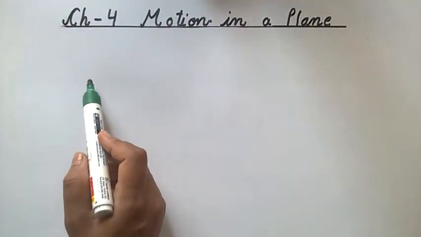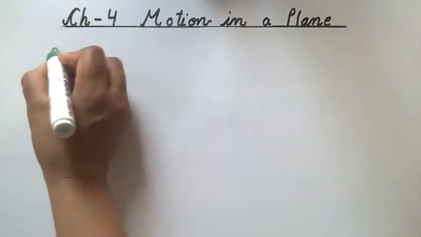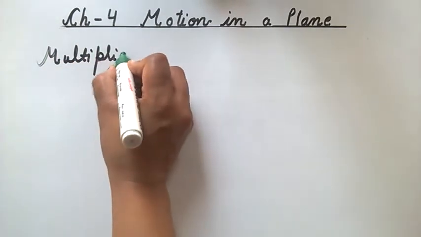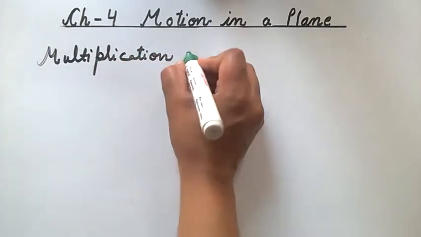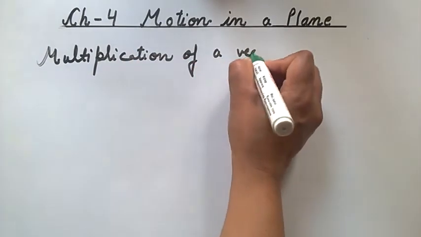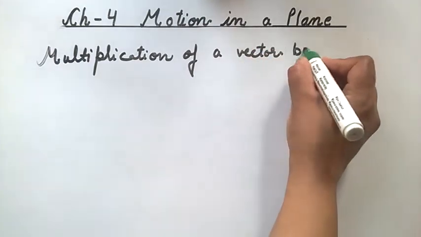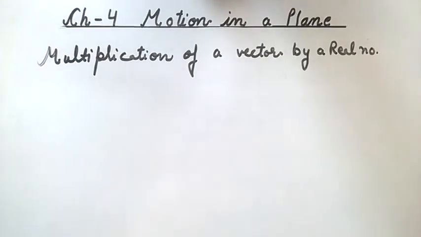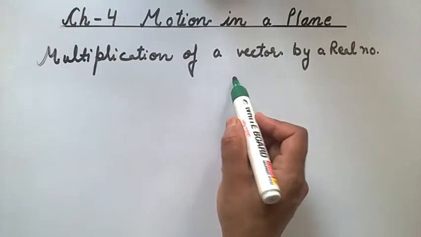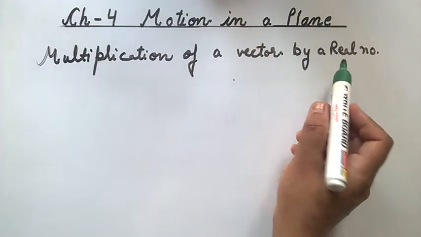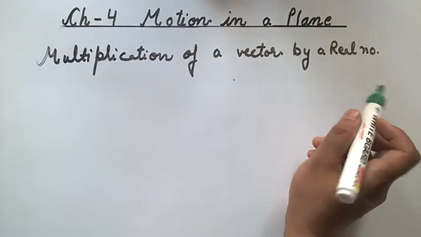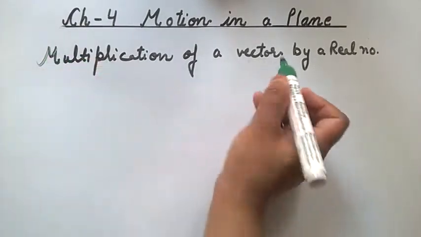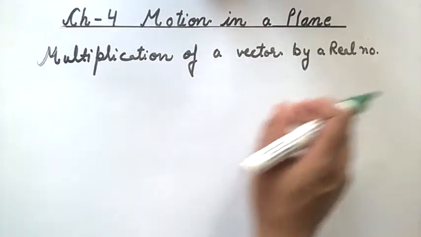In continuation with chapter number 4, that is motion in a plane, now let's study another topic, that is multiplication of a vector by a real number. If we multiply any given vector by a real number, that is a number including positives, negatives and 0, then we get the resultant vector which is n times the given vector. Here n is a real number.